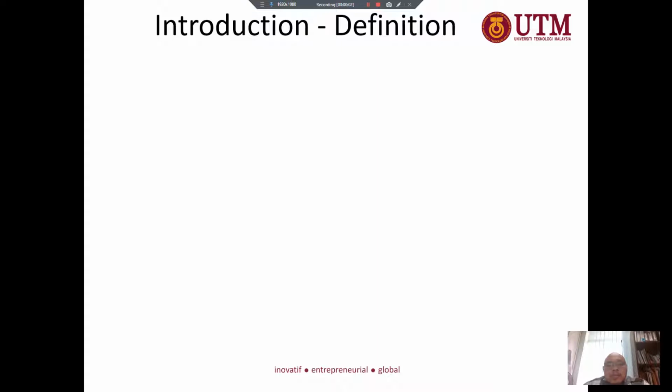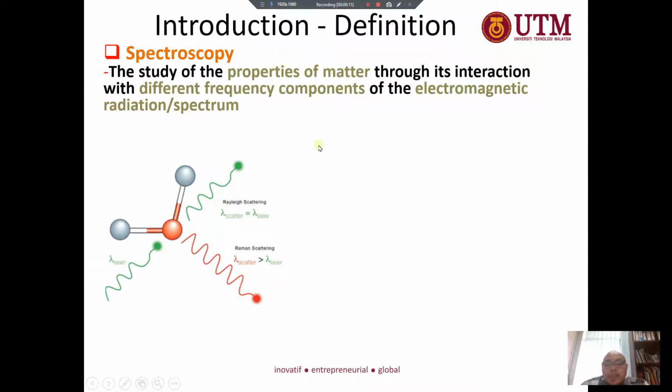Okay, let's look into the introduction, and we will begin by understanding the definition of the specific terms. First thing first is spectroscopy. Spectroscopy is the study of the properties of matter through its interaction with different frequency components of the electromagnetic radiation spectrum. For example, here is your matter, your analyte of interest or the target compound. So we make our matter or the target compound interact with different frequency components of electromagnetic radiation.